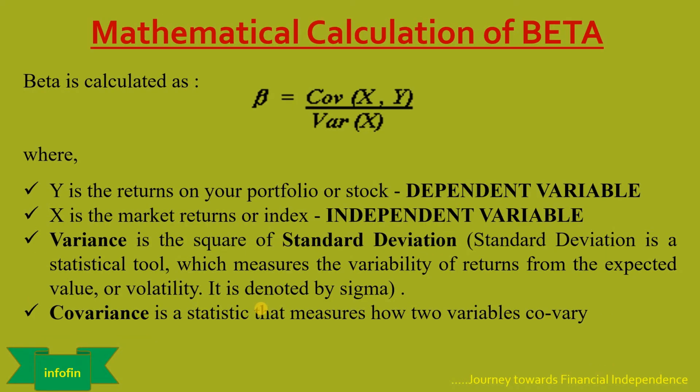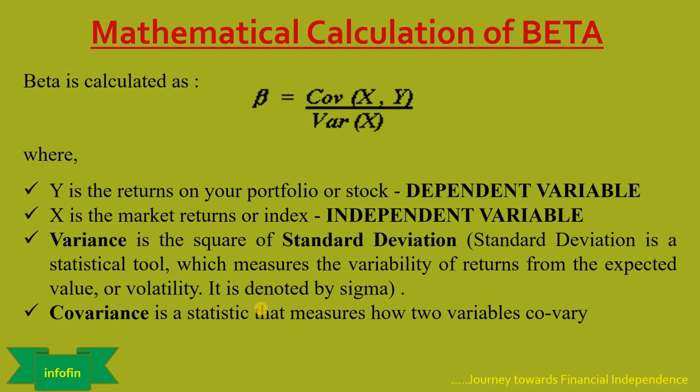Okay, next, how is beta calculated? Beta equals the covariance of x comma y divided by the variance of x. Now what are x and y? Y is the return of your portfolio or stock, which is termed the dependent variable, and x is the market return or index return, which is called the independent variable.